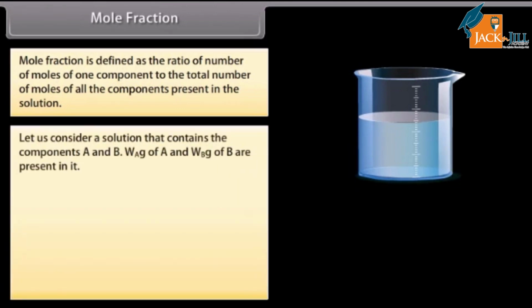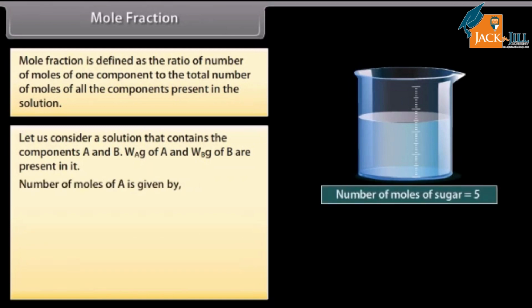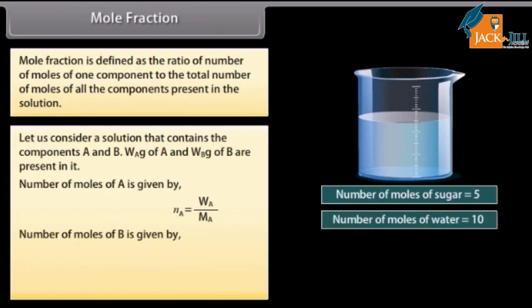Let us consider a solution that contains the components A and B. WA g of A and WB g of B are present in it. Number of moles of A is given by WA upon MA. Number of moles of B is given by WB upon MB. Total number of moles of A and B is equal to NA plus NB.